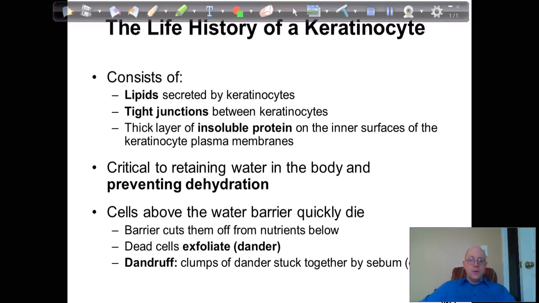All right. So the dead layer is critical to retaining water in the body and preventing dehydration. Cells above the water barrier die. Dead cells exfoliate, and thus we get dander and dandruff.